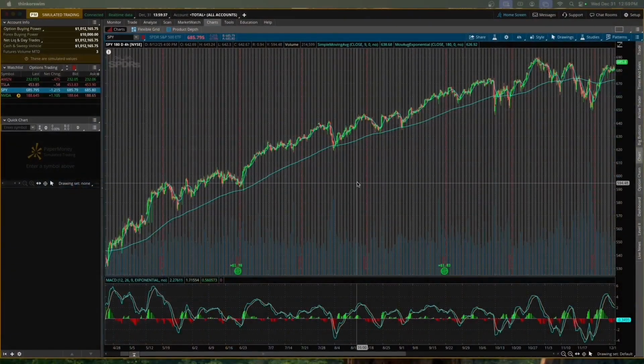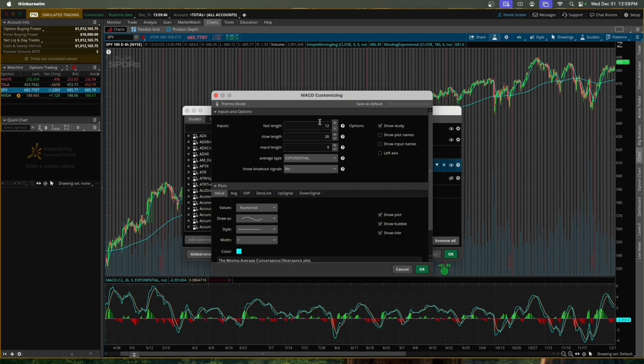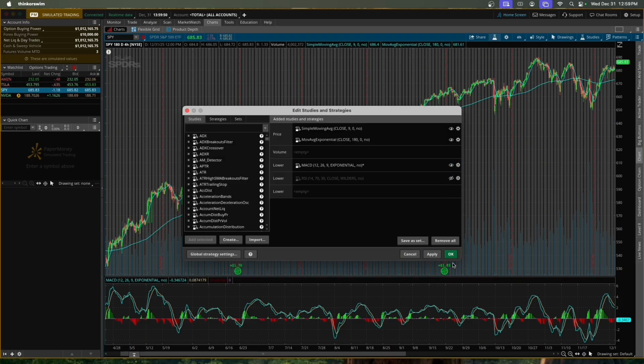Let's take a look at the chart so I can go ahead and show you exactly how I have my settings for my MACD and exactly what the different lines mean. So if I come into my chart here, you can see that for studies, I have my MACD in the lower area, and my settings for my MACD are 12, 26, and 9, and then I have it for exponential.